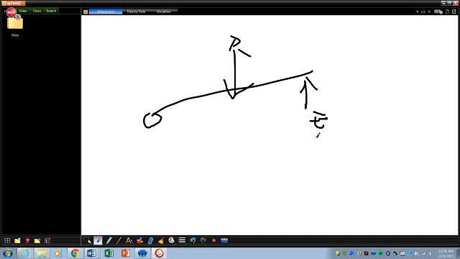Number 41. What's the mechanical advantage of the pulley system shown below? It's just 1, because there's only 1 rope, right? You're actually pulling however much it weighs. Okay, 42, the last one.